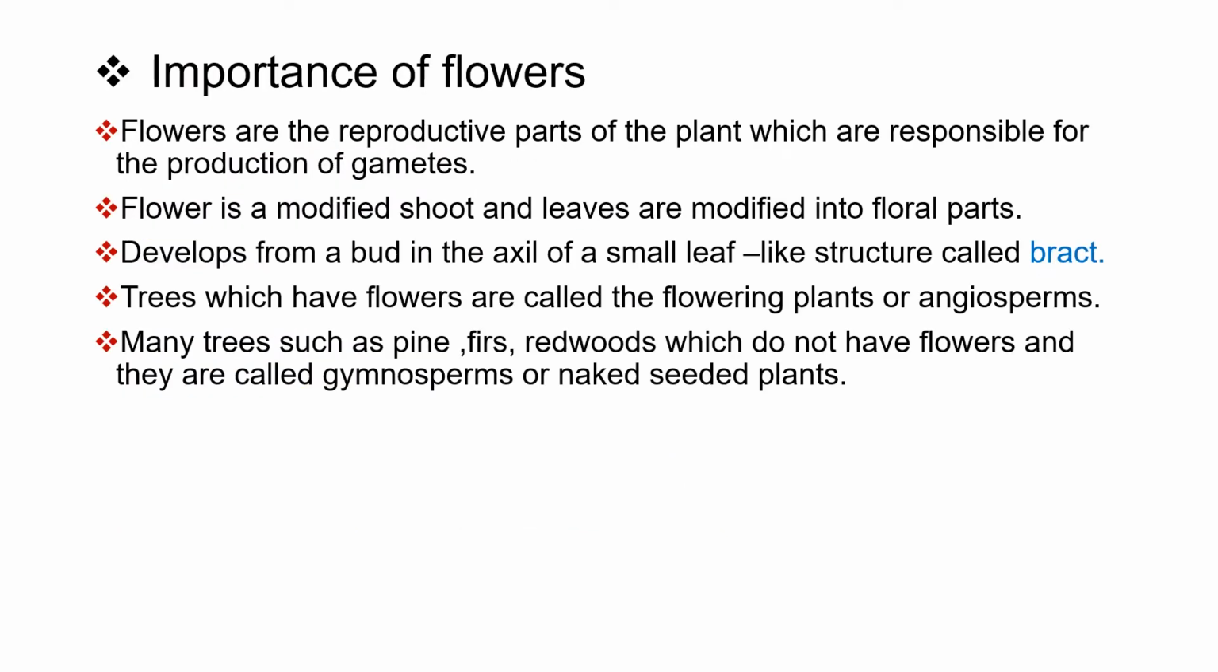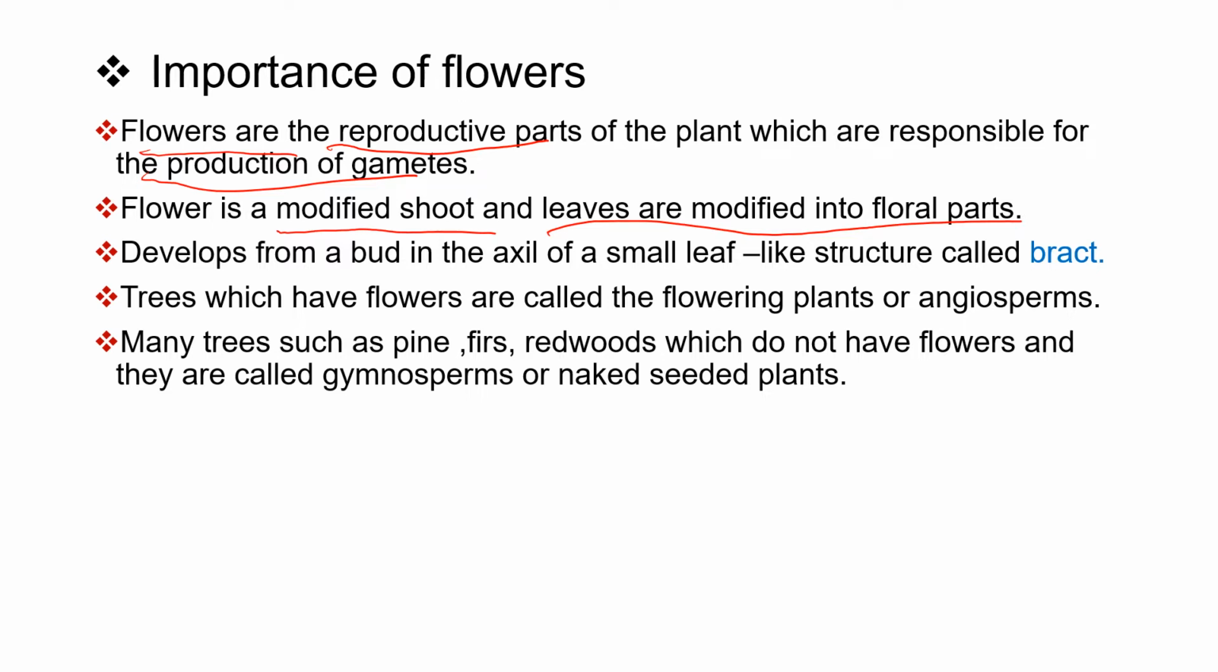Now first we should know the importance of the flower. Flowers, actually, what are they? We know that all these plants have flowers. So what are they? Flowers are mainly the reproductive parts of plants, which are mainly responsible for the production of gametes. We can say that they are modified shoots, and modified leaves form the floral parts.